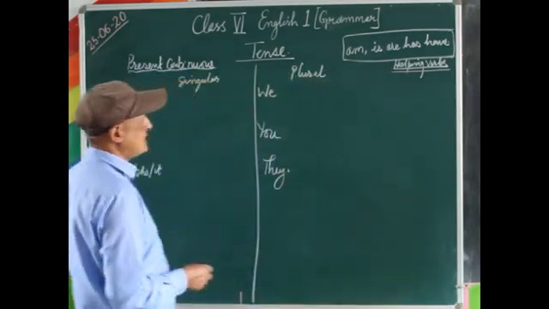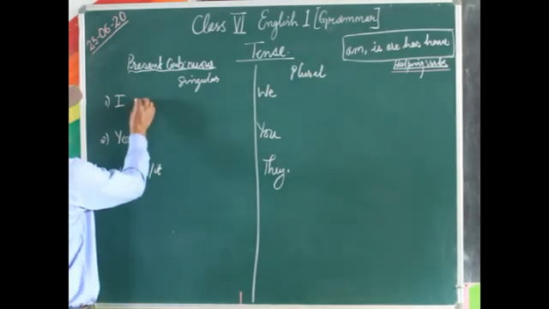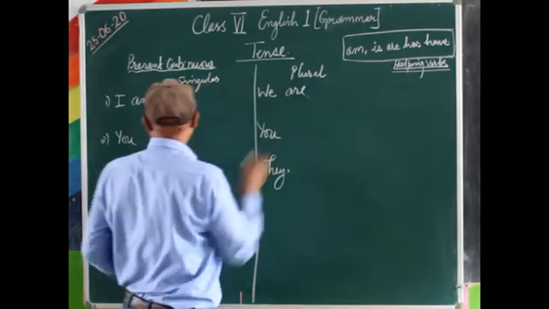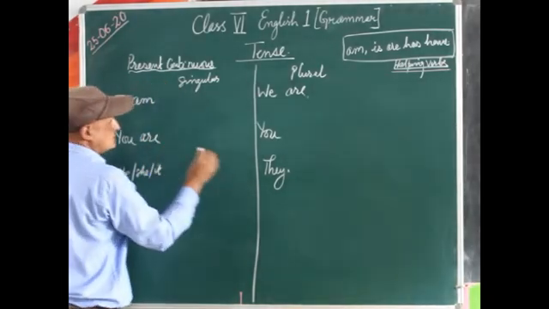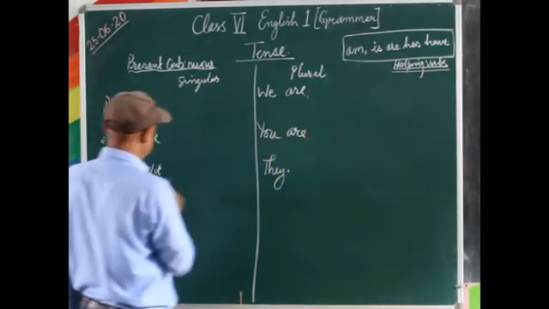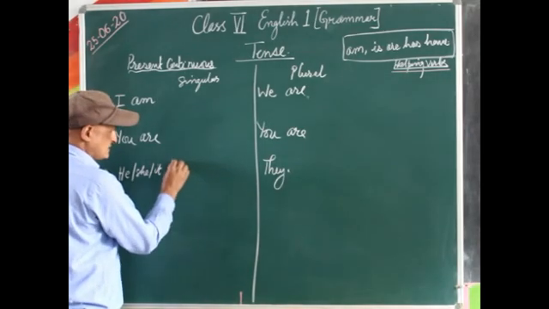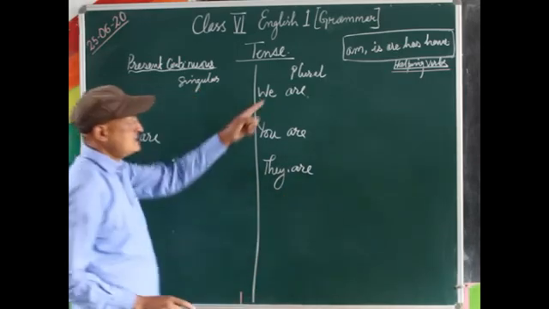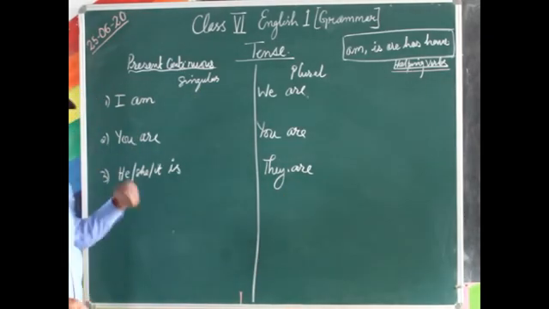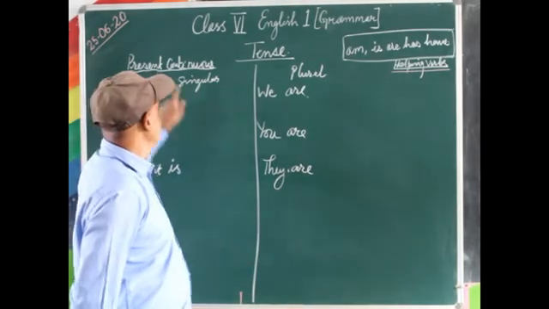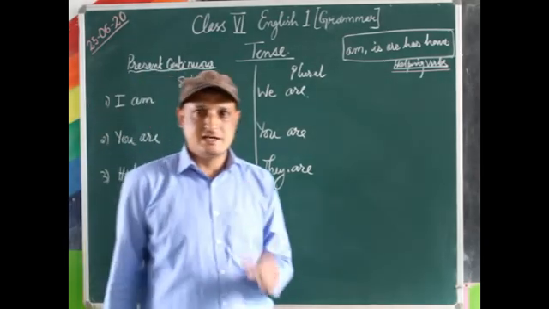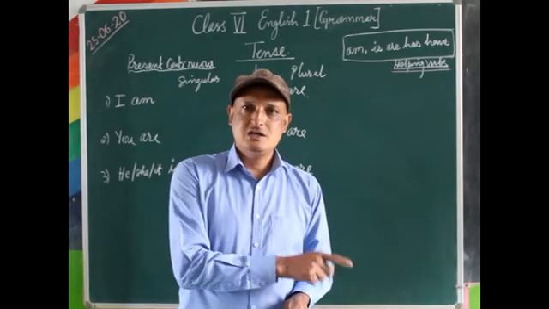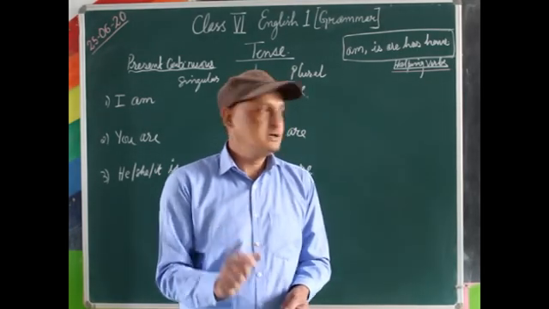So the helping verbs that we will be taking here are: I, am; we, are; you, are; you, are; he, she, it, is. Here, keep this in mind, is; and they, are. These are the helping verbs that will be used in a present continuous tense. And which form of verb? You add ing to the root form of the verb.